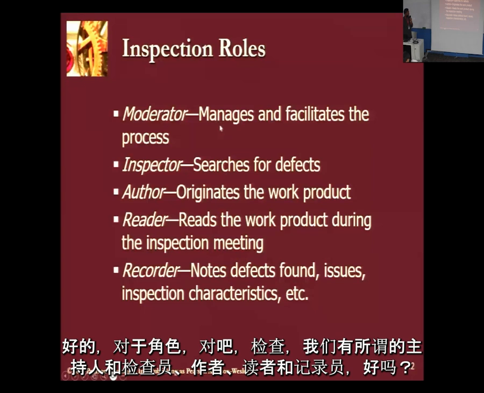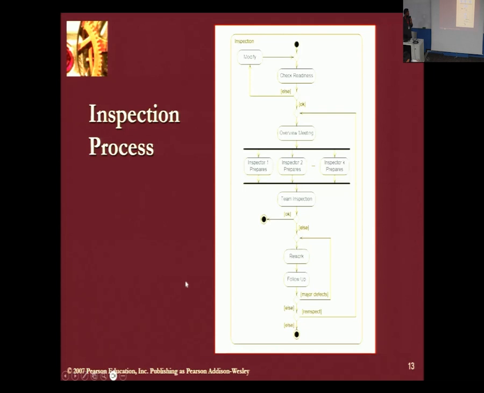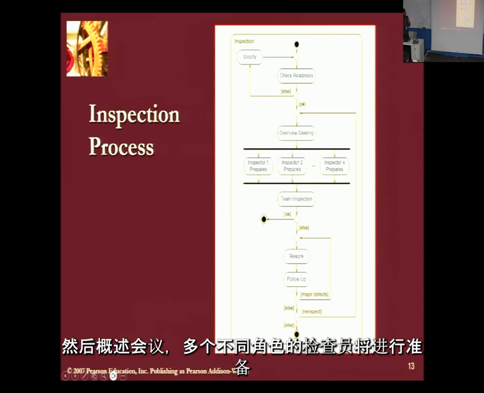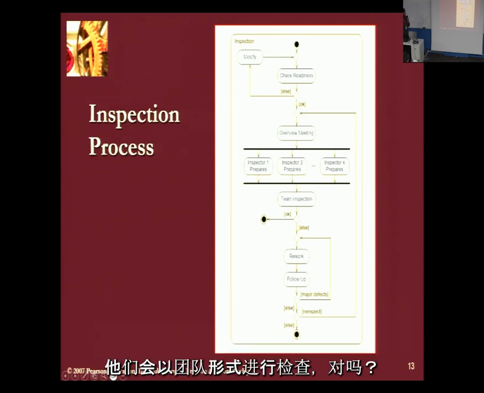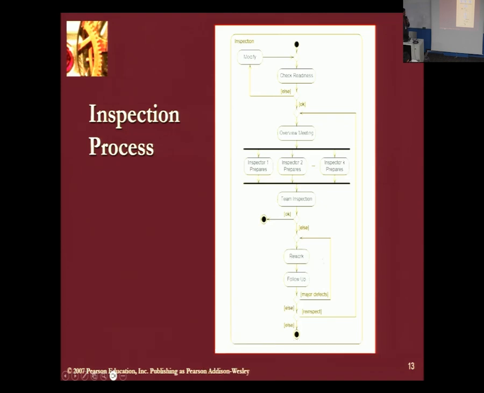For the roles in inspection, we have moderator, inspector, author, reader, and recorder. So this is the entire inspection process. It starts off with checking readiness, and then an overview meeting, and multiple inspectors with different roles will prepare and conduct the inspection in a team. Then there will be some rework and follow-up so that you fix the errors and get back on track.